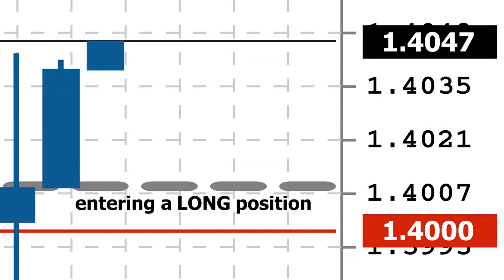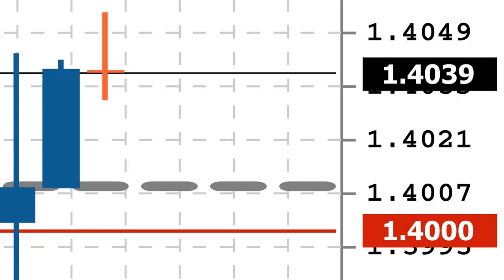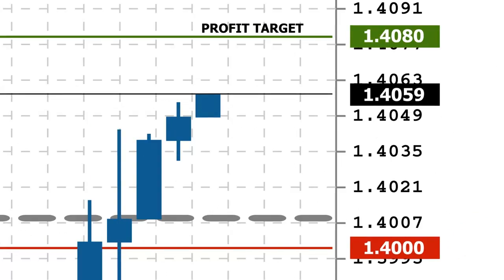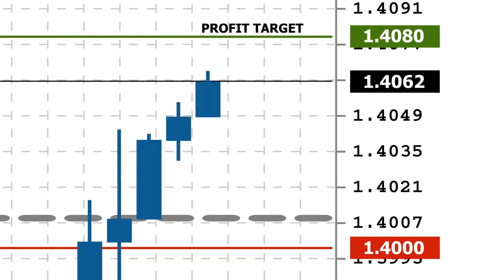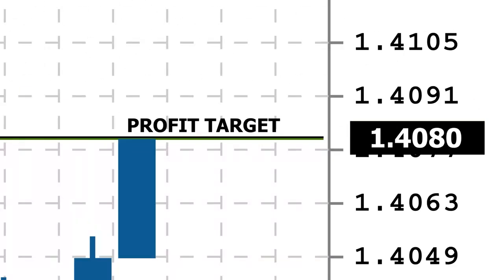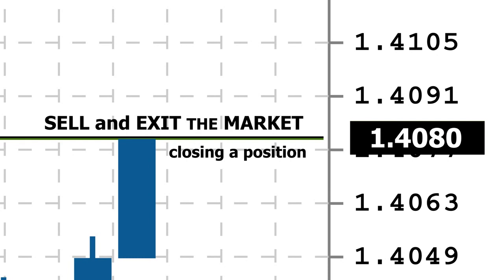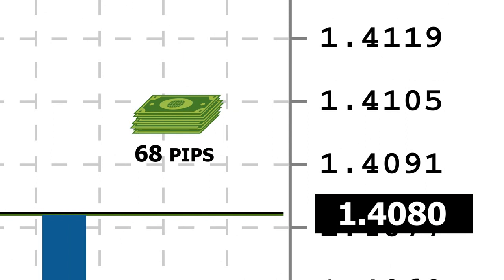The price is going up, it is bullish, and you are making a profit. Good. You are doing well. You are approaching your profit target and you will close your trade once the price reaches it. It is now 1.4080, and so you close your position. You have clearly made a profit and you sell and exit the market. You are out now and have made a profit of 68 pips.